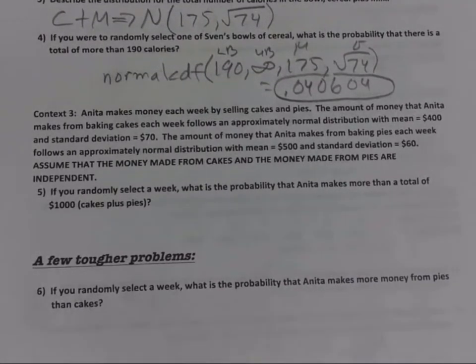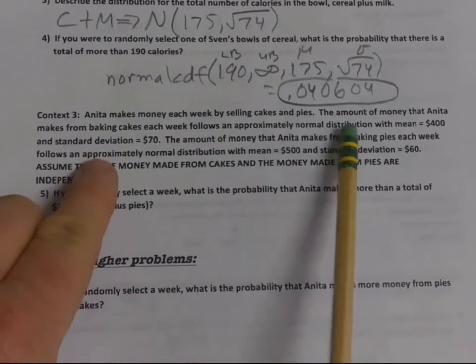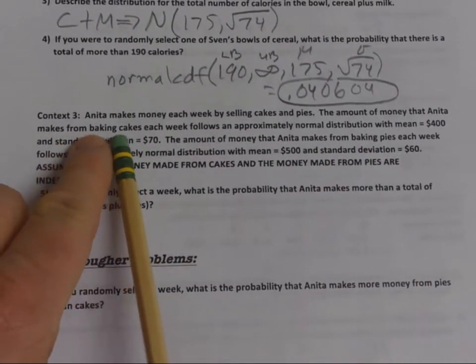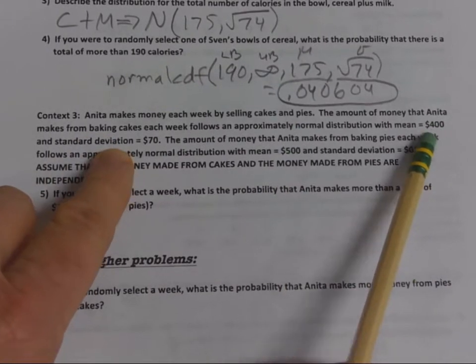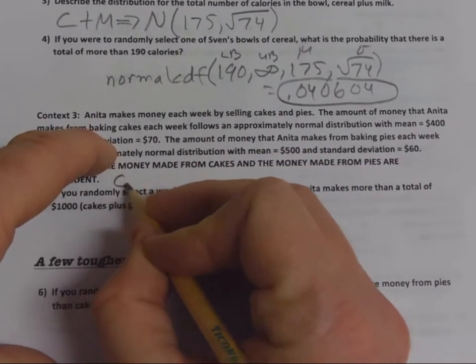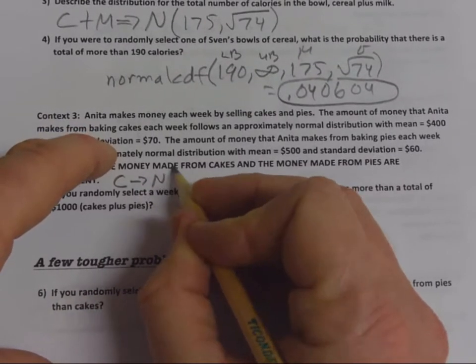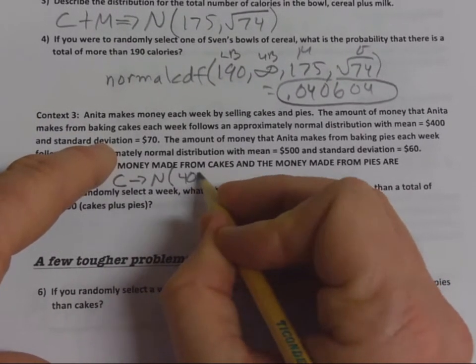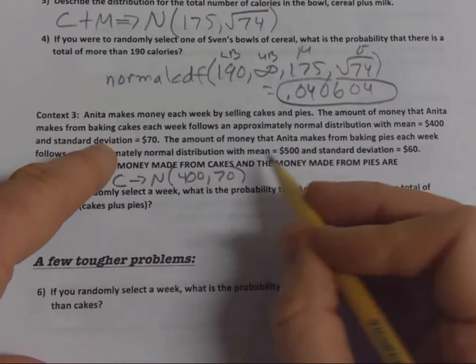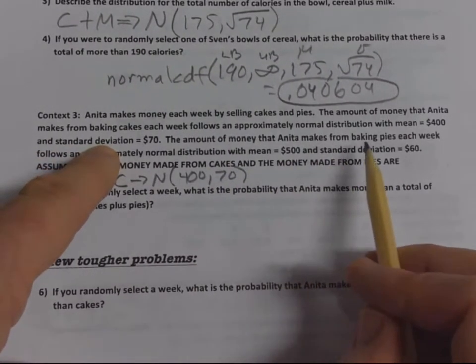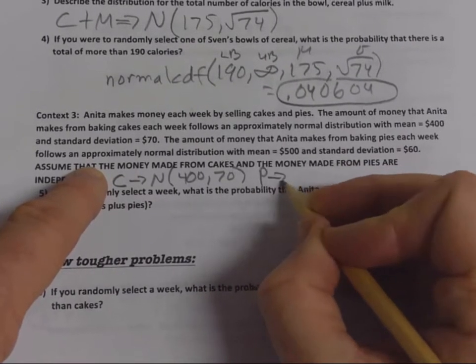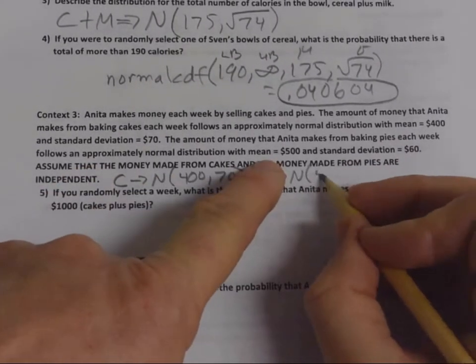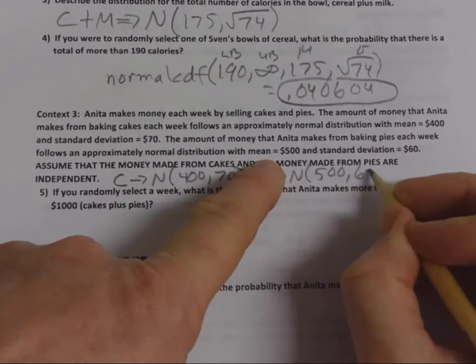Now let's take a look at another problem. We've got Anita. Anita makes money each week by selling cakes and pies. The amount of money that Anita makes from baking cakes each week follows an approximate normal distribution, mean of 400, standard deviation of 70. I'll call that C for cakes. The amount of money that Anita makes from baking pies each week is also approximately normal, with a mean of $500 and a standard deviation of $60.